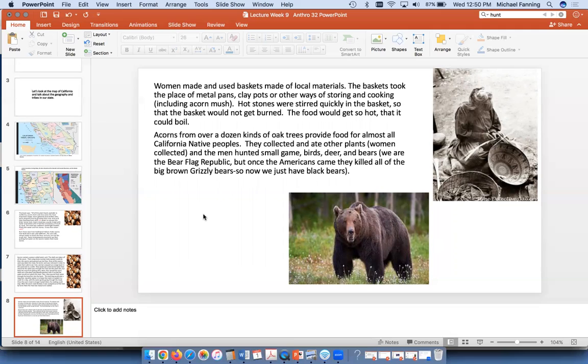And besides the birds, they would also eat deer and bears. California used to have grizzly bears all over the state. There's a picture of a grizzly bear in our slide. And then when the Americans came, there were still bears when the Mexicans were running California, but when the Americans came, they pretty much killed off all the grizzlies. They thought it was great to kill them and possibly eat them. So even though we are the Bear Flag Republic, the grizzly bear is gone. Now we just have black bears.